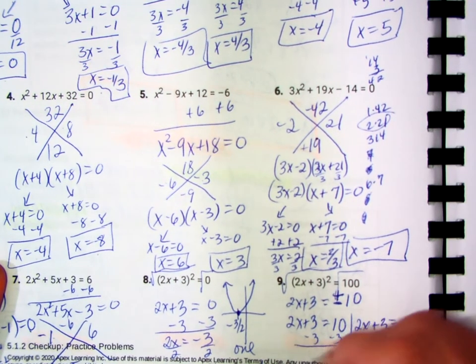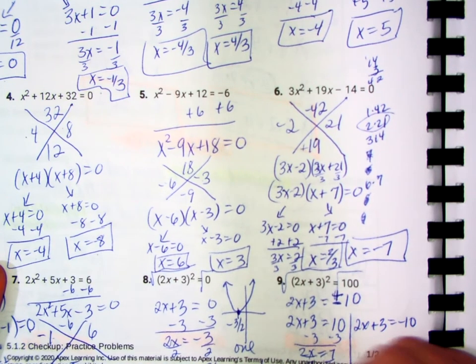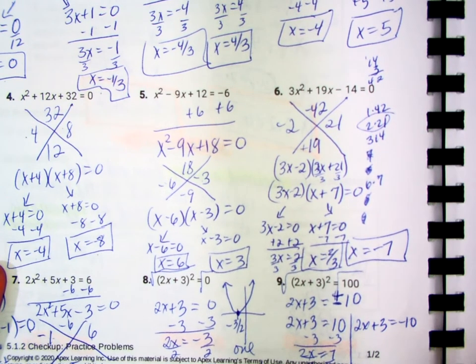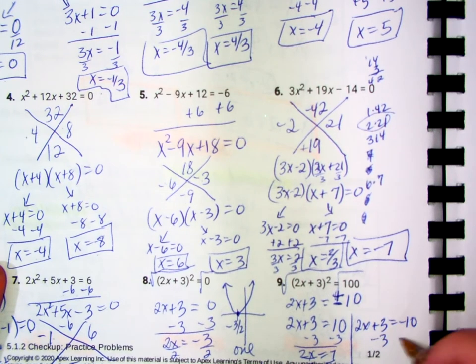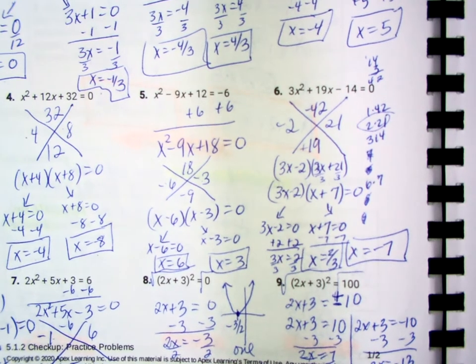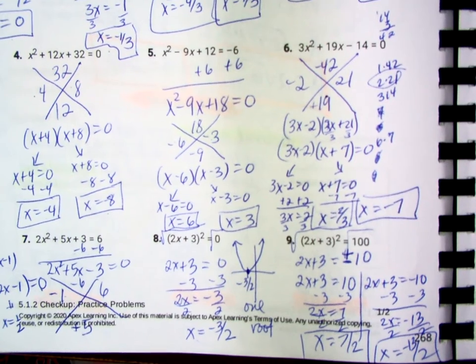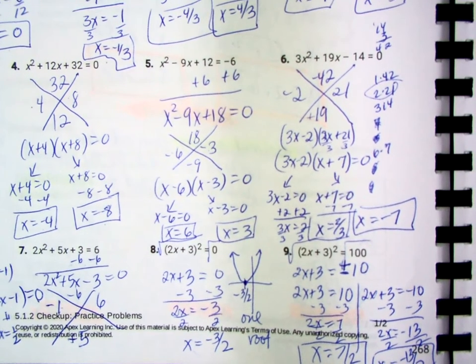Minusing 3 gives me 2x equals 7. Dividing by 2, x equals 7 halves. So 7 halves is my first root. Minusing 3 gives me negative 13. Dividing by 2 gives me negative 13 halves. Your two roots are 7 halves and negative 13 halves.